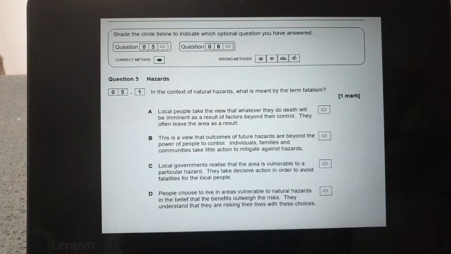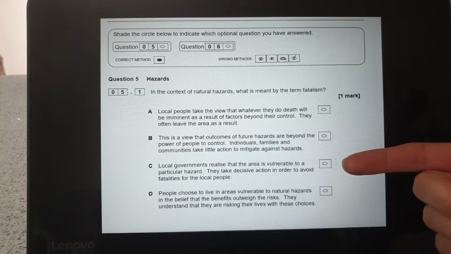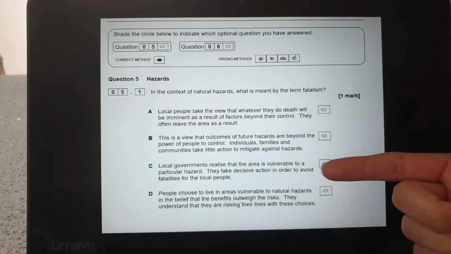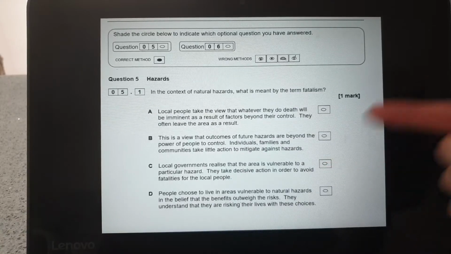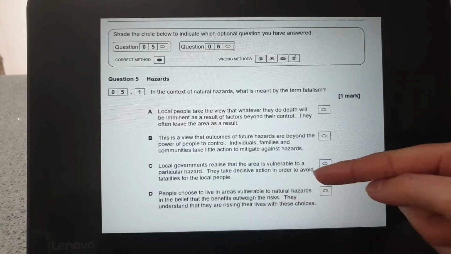There's not much you can do about it, so I would be putting a maybe on that one. Local governments realise the area is vulnerable to a particular hazard. They take decisive action in order to avoid fatalities. Well, that's not fatalism. That's actually reacting and doing something about it. So that can't be correct, because fatalism is just a case of going, I can't do much about it. Don't worry. They're taking action, so it definitely can't be C.